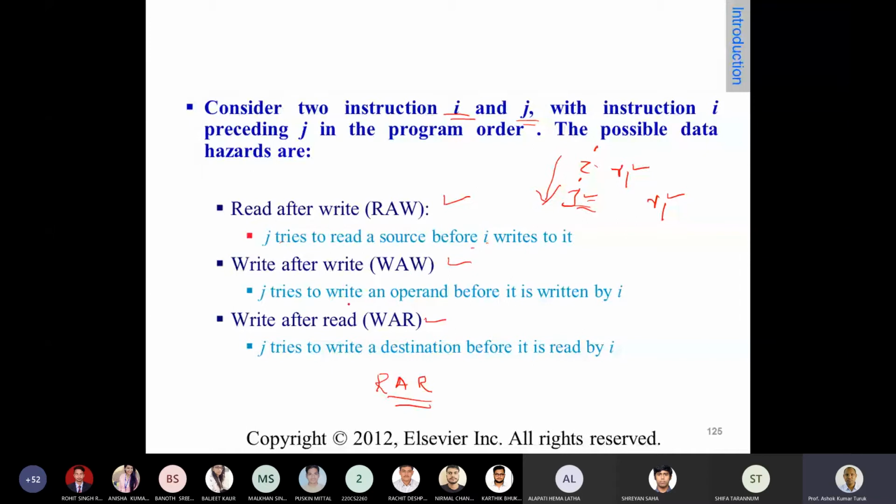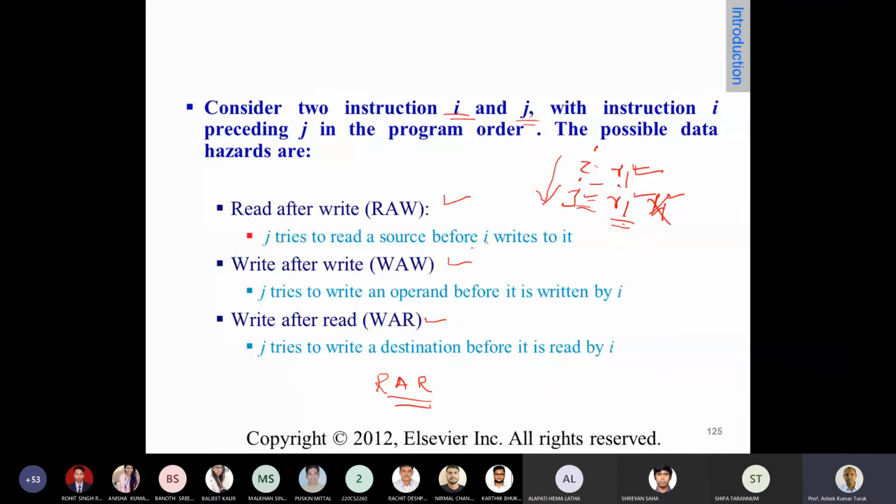Write after write: J tries to write an operand before it is written by I. Both are writing. Instruction I is writing to the register R1. Instruction J is also writing to the register R1. But here instruction J tries to write the register R1 before it is written by instruction I.